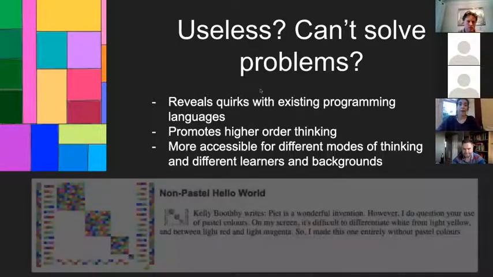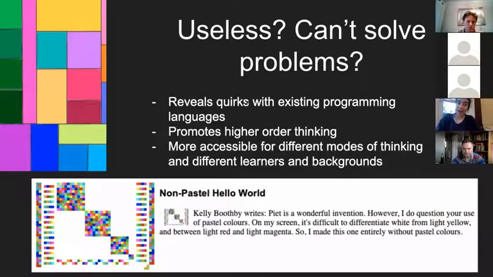And I definitely want to highlight this with this comment that I used to find pretty funny, actually. The first time I gave a talk on Piet a few years ago, I thought it was kind of funny that Kelly Boothby wrote a comment about the difficulty of Piet using pastel colors, how it's difficult to tell. But the idea that you can take a language, create a Hello World program with non-pastel colors to make it clear for yourself, is actually an amazing tool. You could just take a language, make it easier for yourself to understand, which is something that you can't really do in a lot of languages.